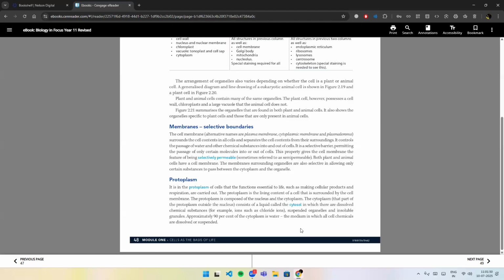Protoplasm. It is in the protoplasm of cells that the functions essential to life, such as making cellular products and respiration, are carried out. The protoplasm is the living content of a cell that is surrounded by the cell membrane. The protoplasm is composed of the nucleus and the cytoplasm. The cytoplasm, that part of the protoplasm outside the nucleus, consists of a liquid called the cytosol in which there are dissolved chemical substances, for example, ions such as chloride ions, suspended organelles, and insoluble granules. Approximately 90% of the cytoplasm is water, the medium in which all the cell's chemicals are dissolved or suspended.